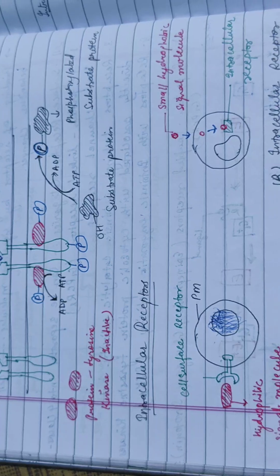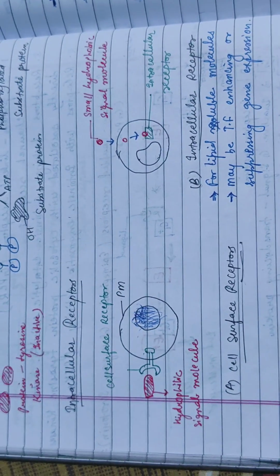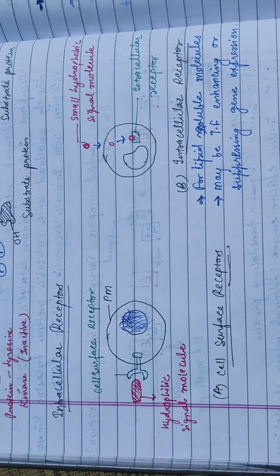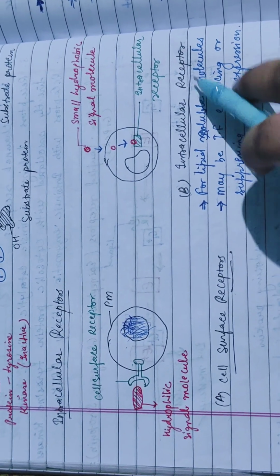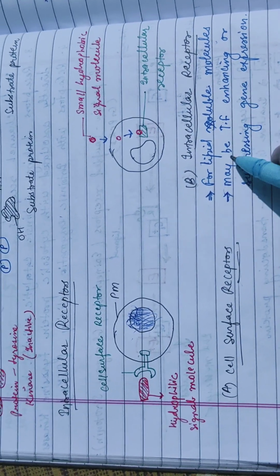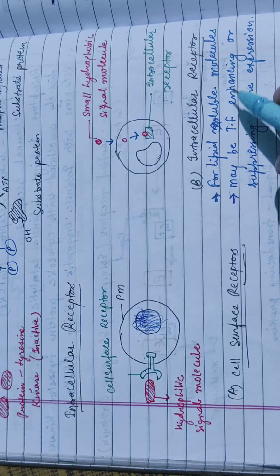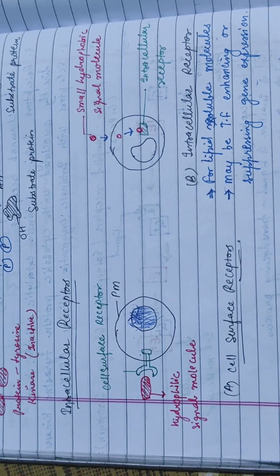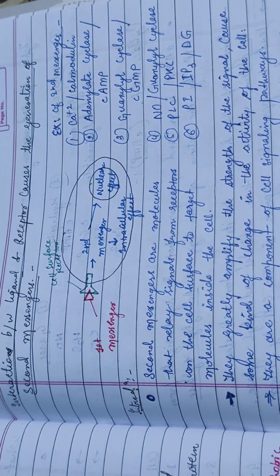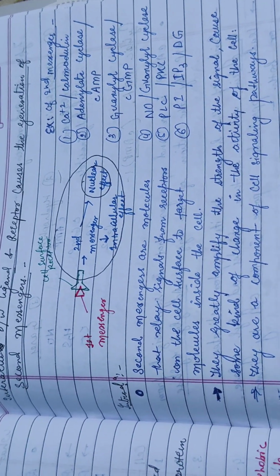The next one is the intracellular receptor. This figure depicts the cell surface receptor and the intracellular receptor. For the intracellular receptor, lipid molecules may act as a transcription factor, enhancing or suppressing gene expression. The interaction between the ligand and the receptor causes the generation of the second messenger.